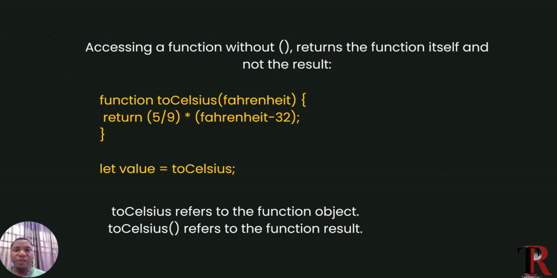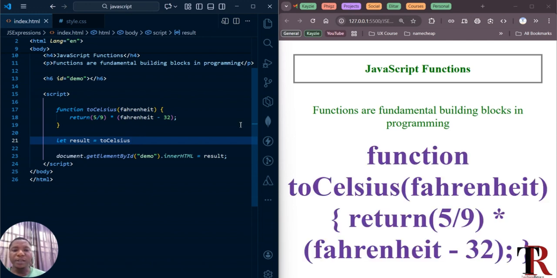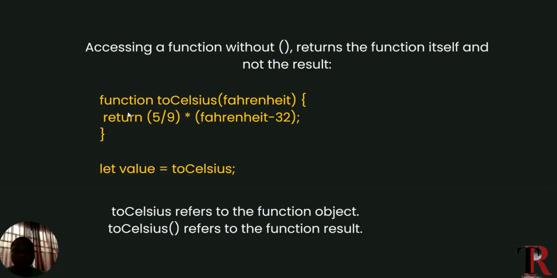Now, accessing a function without the brackets returns the function itself and not the result. So when you try to access a function like this, I will take out this bracket and the number. Can you see what we are getting? We are getting the exact function that we wrote here. When you access a function without the brackets, it will return the function itself and not the result.